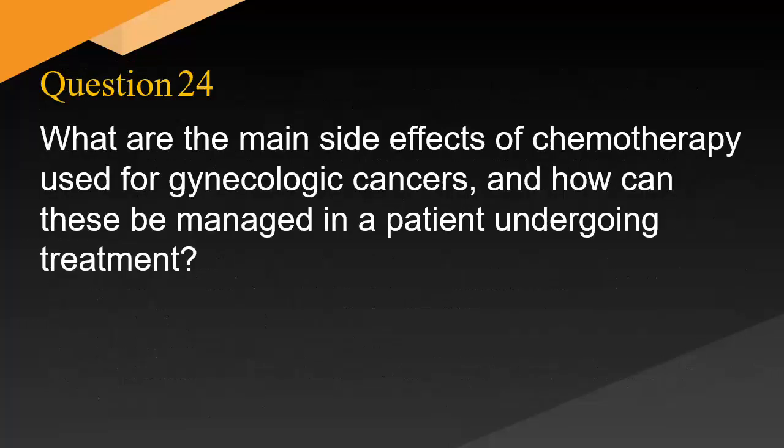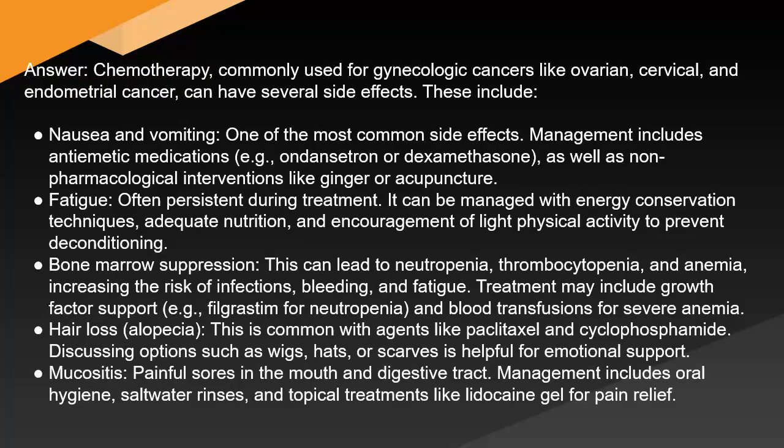What are the main side effects of chemotherapy used for gynecologic cancers, and how can these be managed in the patient undergoing treatment? Answer: Chemotherapy, commonly used for gynecologic cancers like ovarian, cervical, and endometrial cancer, can have several side effects. These include nausea and vomiting, one of the most common side effects. Management includes antiemetic medications, e.g., ondansetron or dexamethasone, as well as non-pharmacological interventions like ginger or acupuncture. Fatigue, often persistent during treatment, can be managed with energy conservation techniques, adequate nutrition, and encouragement of light physical activity to prevent deconditioning.